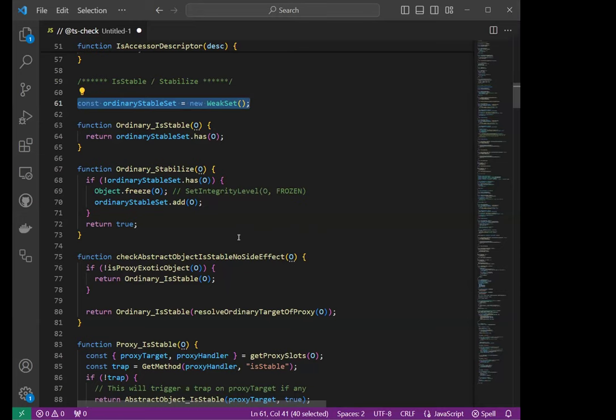Thank you. Right, but yes, an implementation can cache on the proxy object that the proxy is stable if it doesn't want to look up the target chain every time. This is non-observable.